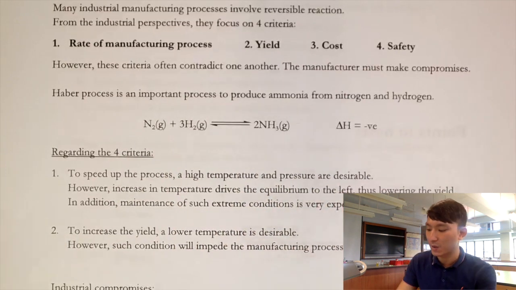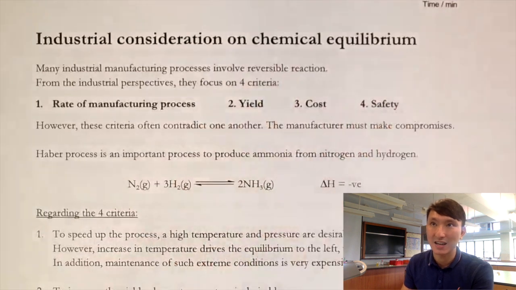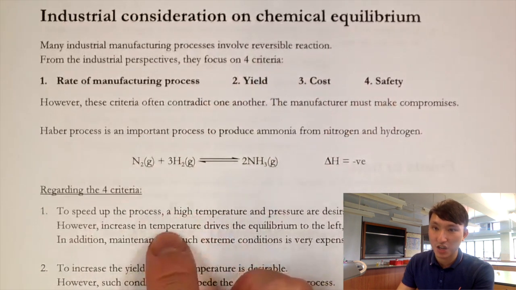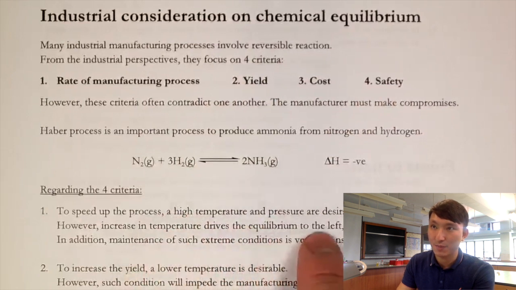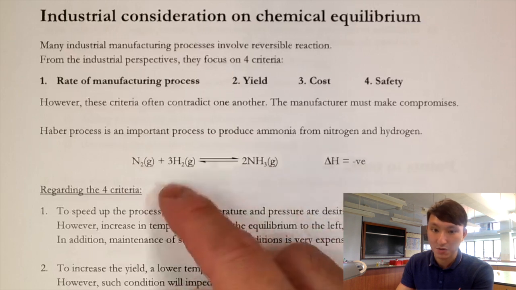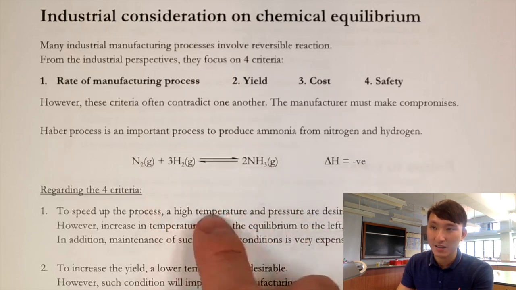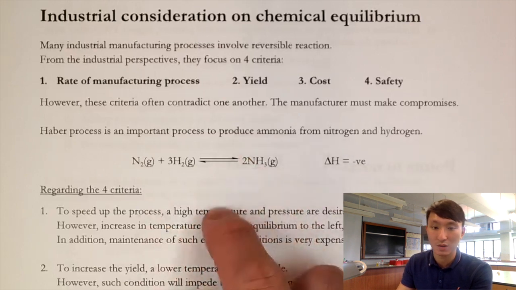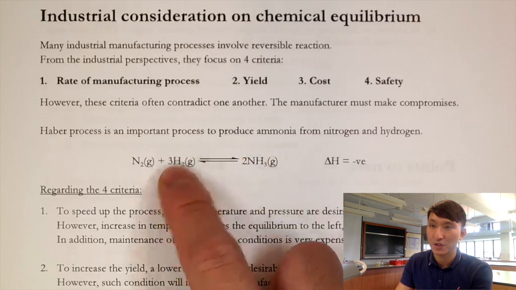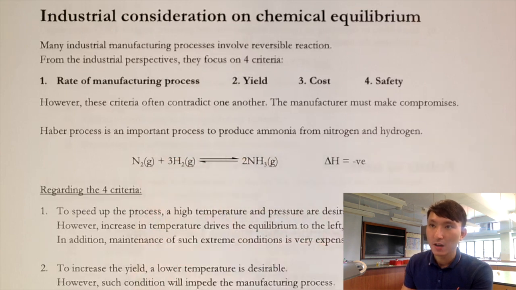However, it contradicts the other three criteria. If you increase the temperature, it actually shifts the equilibrium to the left, because the forward is exothermic and the backward is endothermic. So if you use a high temperature, the Le Chatelier principle wants a lower temperature, so it will shift the equilibrium to the left, okay, which is to do more endothermic reaction.